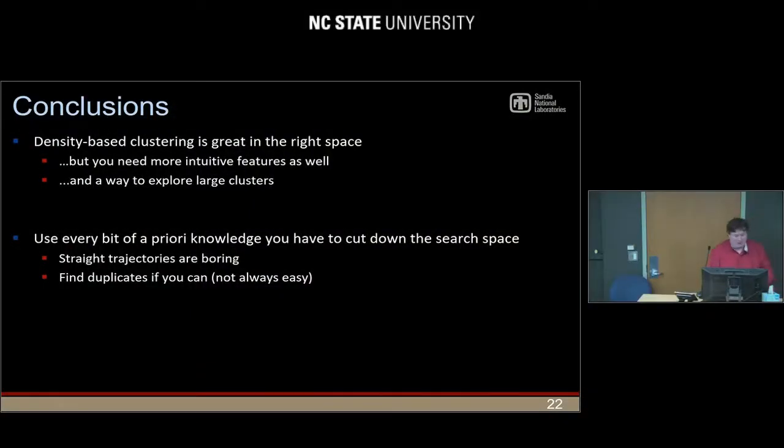Let me wrap up. Density-based clustering, which is the clustering idea that I told you about in DBSCAN, has to do with how many people are close to you and are you willing to call that a crowd. It works phenomenally in the right mathematical space like a vector space. But in order for it to work in a way that will make sense to you, you need relatively intuitive features that describe a trajectory.